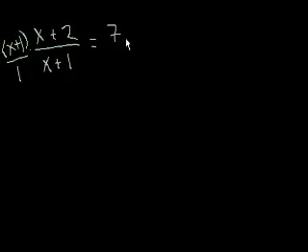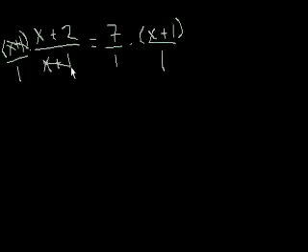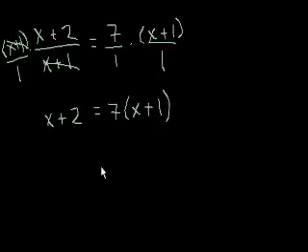Since we did it on the left-hand side, we also have to do it on the right-hand side, and this is just 7 over 1 times x plus 1 over 1. On the left-hand side, the x plus 1's cancel out, and you're just left with x plus 2. It's over 1, but we can just ignore the 1. And that equals 7 times x plus 1. And remember, it's 7 times the whole thing, x plus 1.